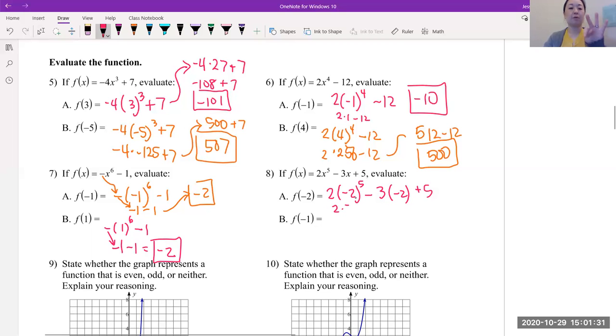2, 4, 8, 16, 32. So -32 minus, well, actually it's a plus. That guy goes over there and makes it a plus. 3 times 2 is 6 plus 5. So this is going to be -32 plus 6 plus 5, which is going to be negative something. Negative 53.